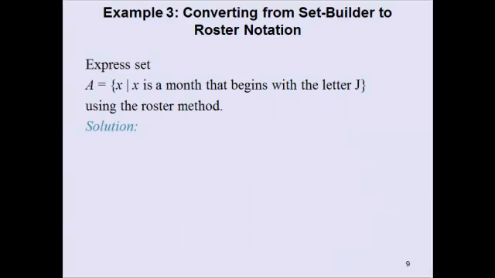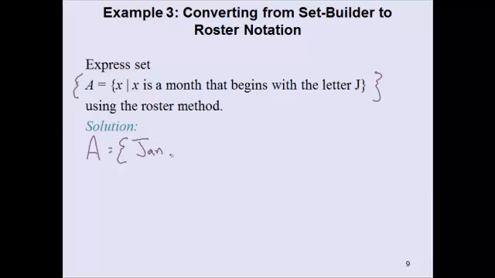Okay. So here we have another example. All right, converting from set builder notation to roster, express the set. So here it is in set builder notation, right? This guy right here. And it says x is a month that begins with the letter J. Okay, so in a roster method, remember, again, I need my braces. So there's my month set. Here's the start of my set, letter J. I'm just going to go in chronological order, right?